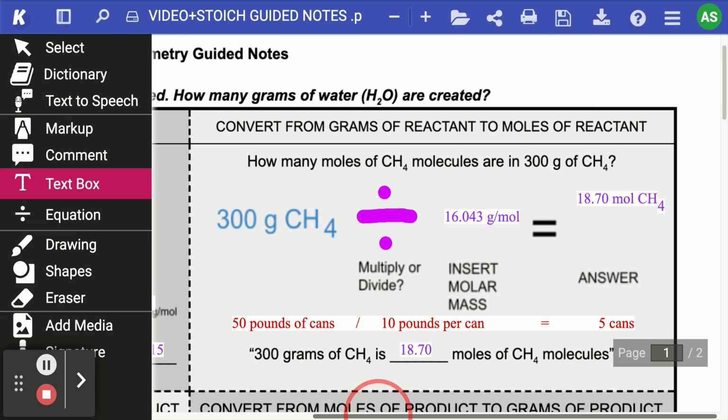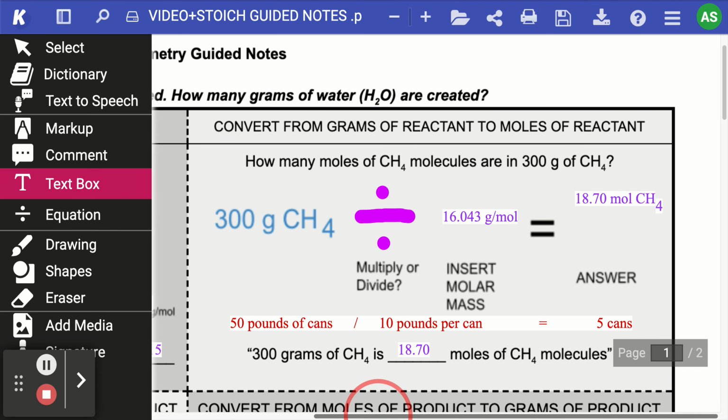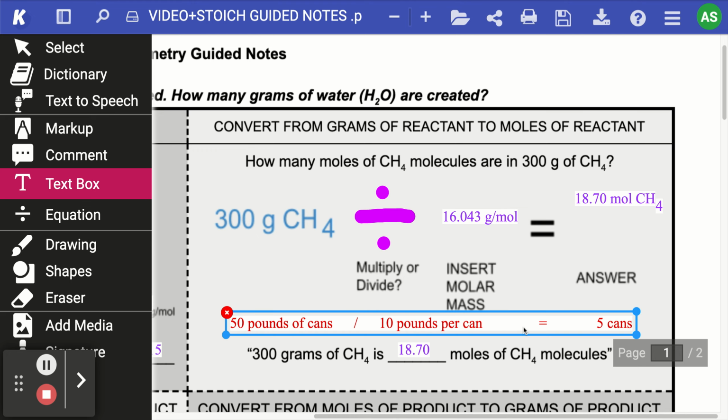In video 2, we learned about how to convert grams of methane to moles of methane by dividing the molar mass. And we explained why we divide by using this example in red. 50 pounds of cans at 10 pounds per can means I have 5 cans.